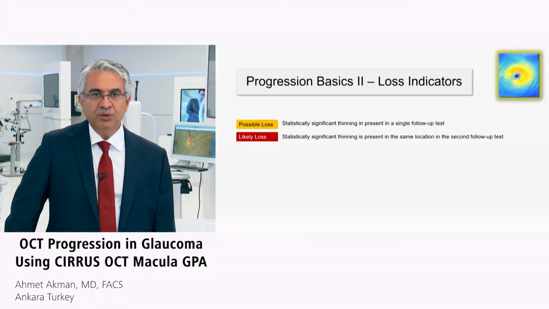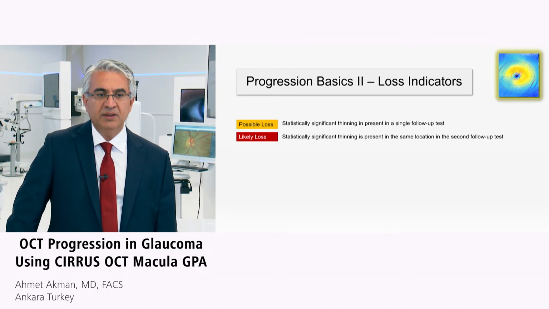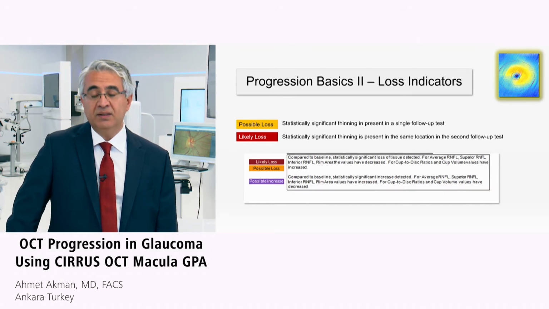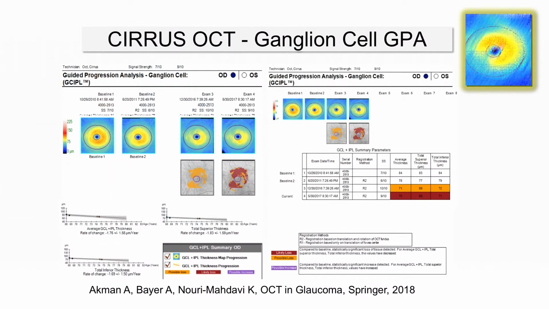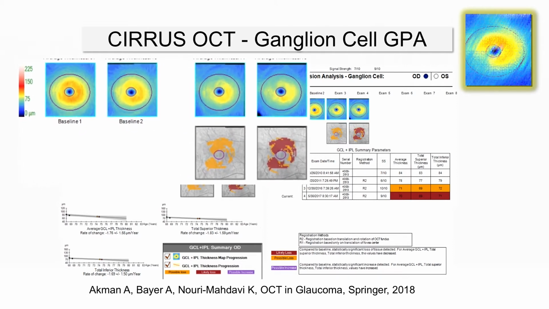Also, there are 2 kinds of loss indicators in GPA. One is orange for possible loss, and the second one is red for likely loss. CIRRUS OCT ganglion cell GPA uses 2 different strategies. The first one is GCL IPL thickness map progression, which is an event analysis. You see the serial GCL IPL thickness maps and change maps. If the change is greater than the test-retest variability, the superpixels are flagged with orange or red.